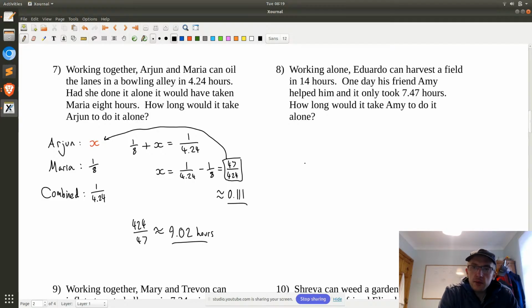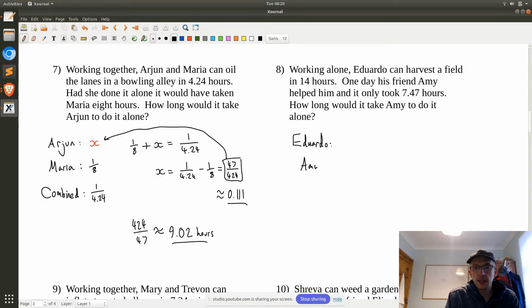So Eduardo can harvest a field in 14 hours. One day, his friend Amy helped him and it only took 7.47 hours. How long would it take Amy to do it alone? So this is pretty much copy paste of problem 7, it's a clone. So we just write Eduardo.